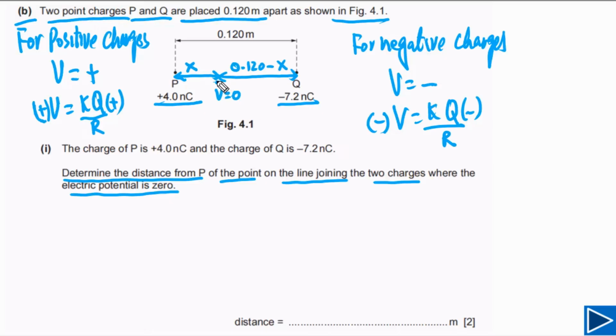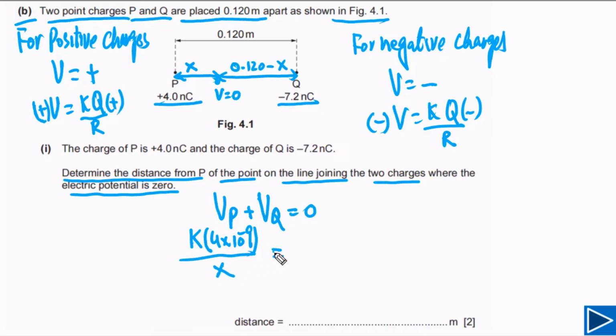It is given to us that we need to find the point where potential is 0 due to these 2 charges. So first we write down the potential of P. Potential is a scalar quantity, so Vp plus Vq has to be equal to 0. Now Vp, the potential due to the positive charge, is K times Q. Q in this case is 4 nanocoulombs, so this is 4 times 10 to negative 9 coulombs divided by the distance, which is x.